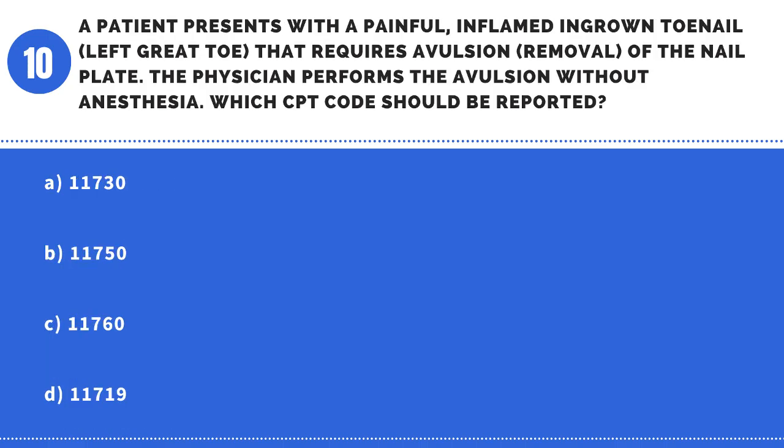Question 10. A patient presents with a painful, inflamed ingrown toenail, left great toe, that requires avulsion, removal of the nail plate. The physician performs the avulsion without anesthesia. Which CPT code should be reported? A. 11730. B. 11750. C. 11760. D. 11719. Answer A.